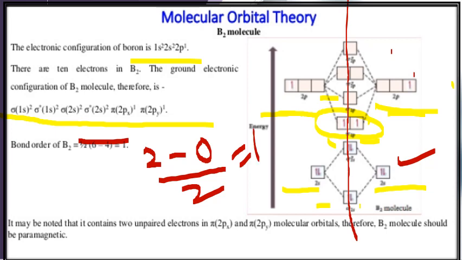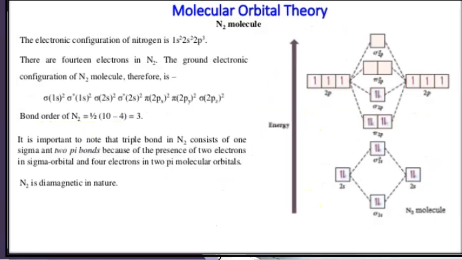So there is only one bond formation which will take place between boron and boron, and the presence of unpaired electrons makes it paramagnetic in behavior, right? This is all about the molecular orbital treatment of the B2 molecule. Come to the next one.